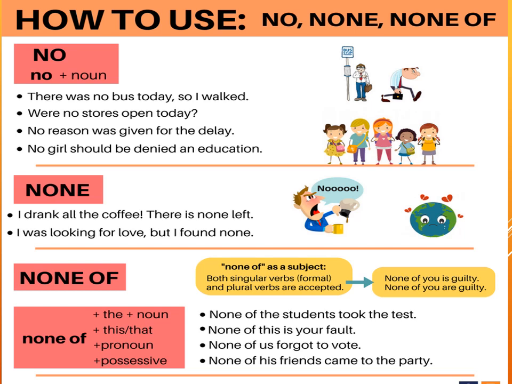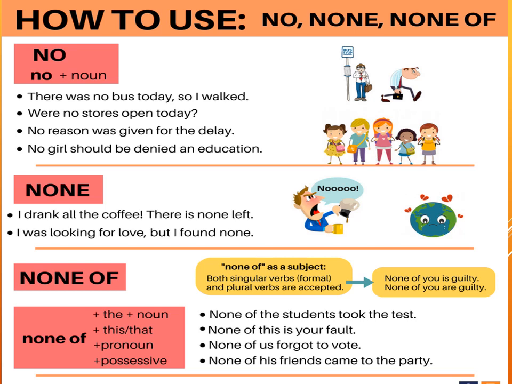No. If you take the word no, yes, it is a quantifier. It tells about the quantity. But does it sit before the noun? Yes. The word no always sits before the noun. For example, there was no bus today, so I walked. No bus. No is a quantifier. It tells about the measure of the bus quantity. How many buses? No, zero buses today.